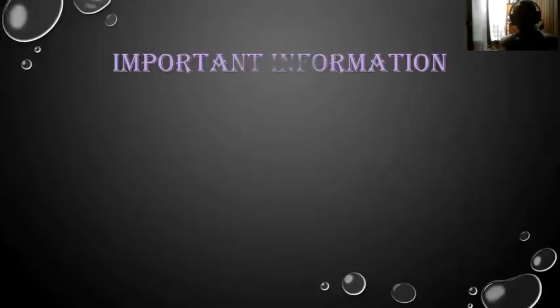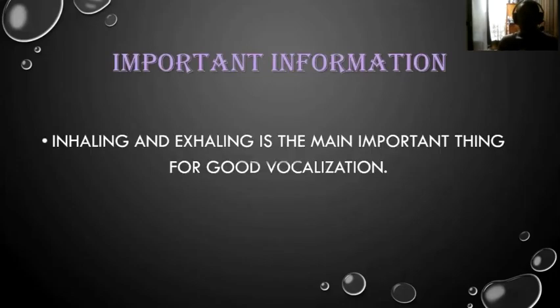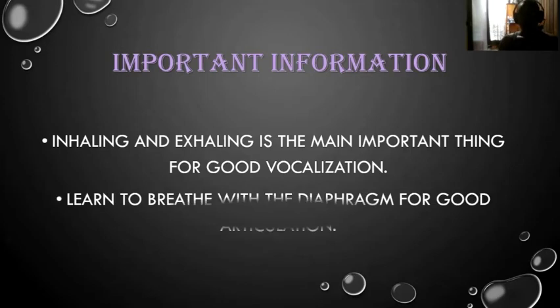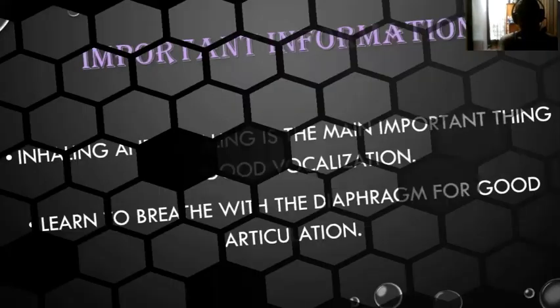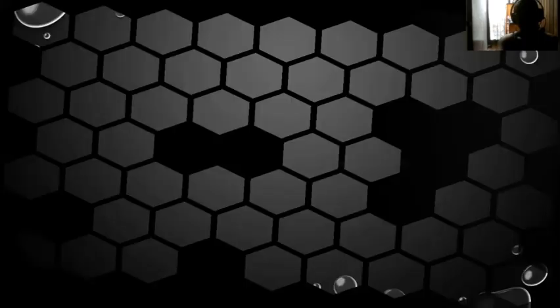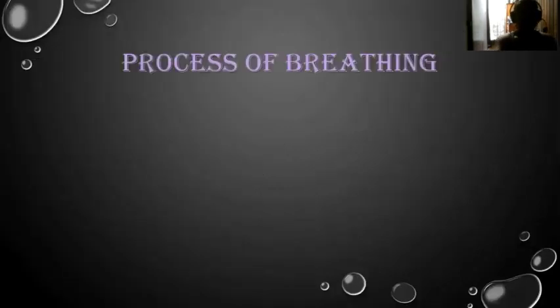Talking about the human speech apparatus, we have some important information that we have to say. The first one: inhaling and exhaling is the most important thing for good vocalization, and learn to breathe with the diaphragm for good articulation. We have the process of breathing.